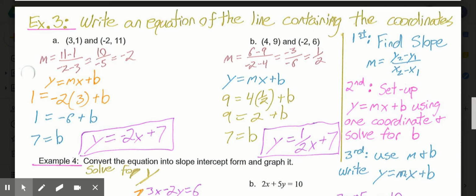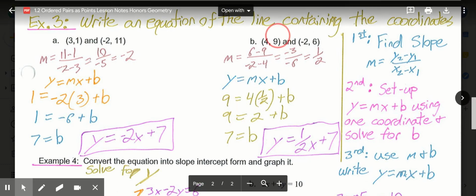Now, because we're dealing with slope, I would advise to leave it as a fraction, not to write it as a decimal. Now, in our next step, we're going to set up the equation in slope-intercept form, plug in the slope, and plug in one set of the coordinates. So in this case, our slope is 1/2, x is 4, and y is 9. So I'm using my first coordinate here.